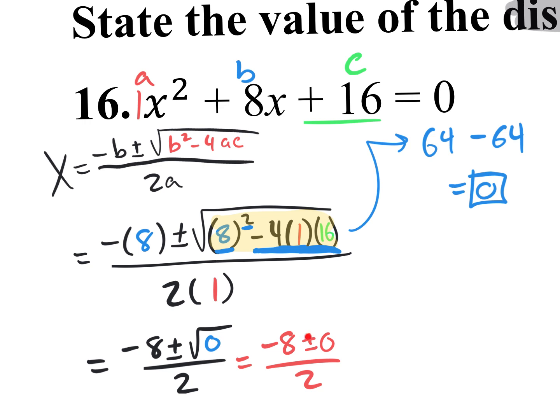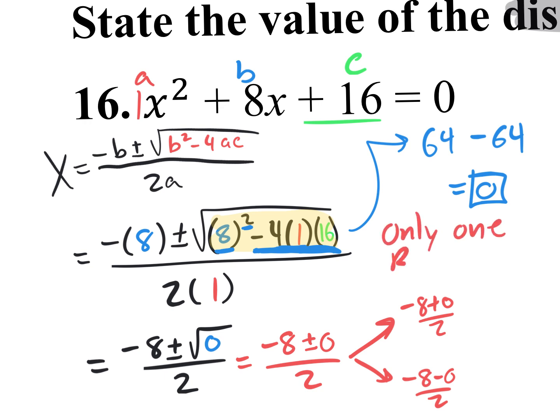And normally, the plus or minus produces two situations, which produces two answers. The -8 plus 0 divided by 2, and the -8 minus 0 divided by 2. But it doesn't matter if you add 0 or subtract 0, you only get one answer. It's the same answer. This is why when you calculate the discriminant and your discriminant is 0, you could just say only one real solution.